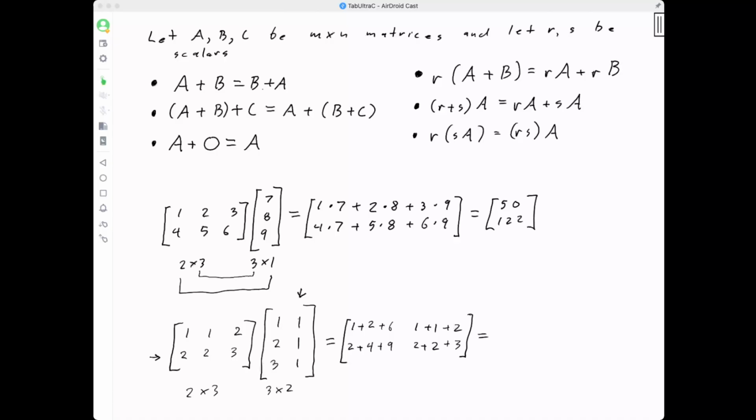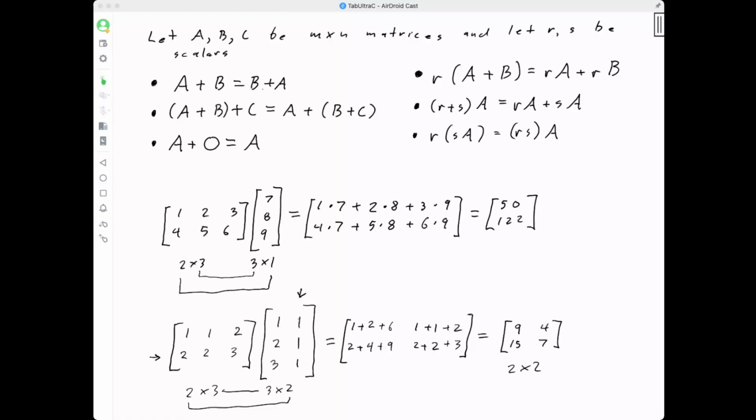And now if I carry out all those additions, I will see that I'm getting a matrix that is 1 plus 2 plus 6 is 9, 1 plus 1 plus 2 is 4, 2 plus 4 plus 9 is 15, and 2 plus 2 plus 3 is 7, which is a 2 by 2 matrix. So my 3's matched, and I end up with a 2 by 2 matrix. We call this process matrix multiplication.